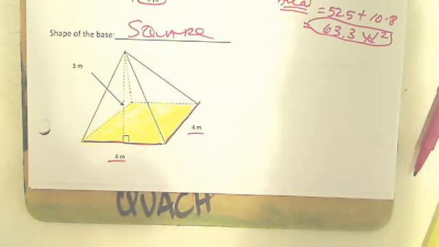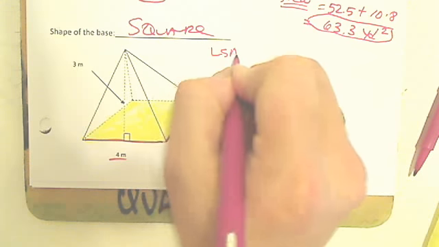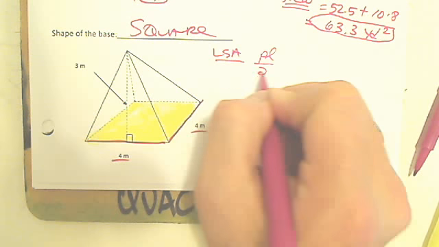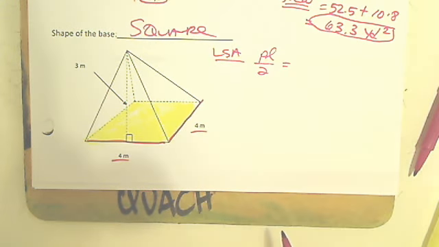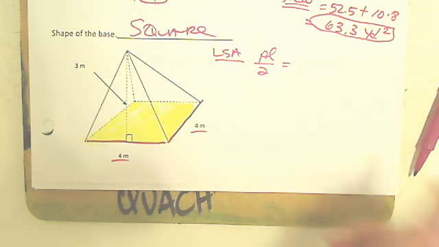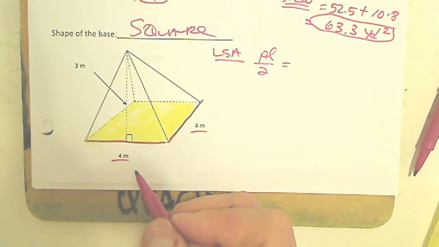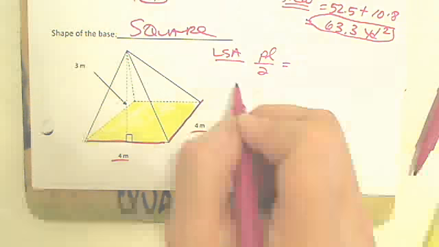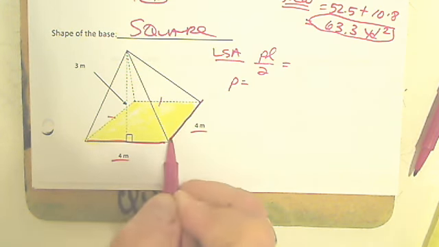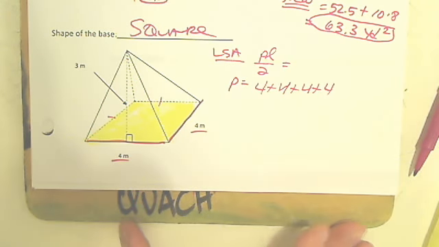Okay. All right. If you know what you're doing, go ahead and move on. The lateral surface area. Again, the formula is PL divided by 2. P is the perimeter of the base. L is the slant height. If we know the shape of the base is a square, and we know squares have 4 sides, how many numbers do I need? Yeah, I need 4 numbers. Which 4 numbers do I need? 4, 4, 4, 4. 4 plus 4 plus 4 plus 4. I'm adding the four numbers up.